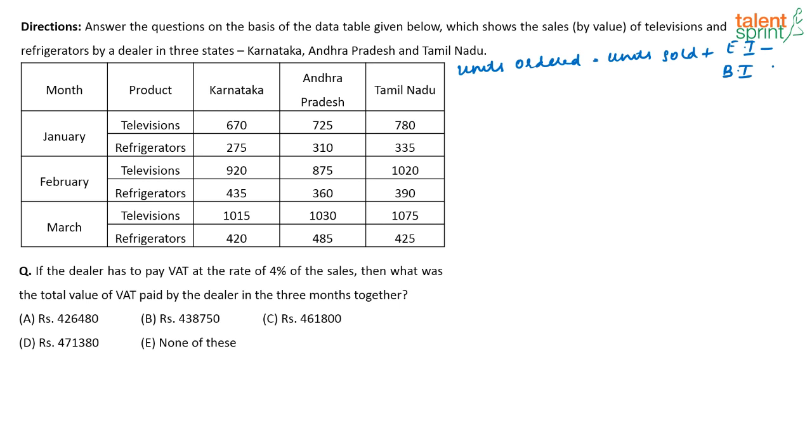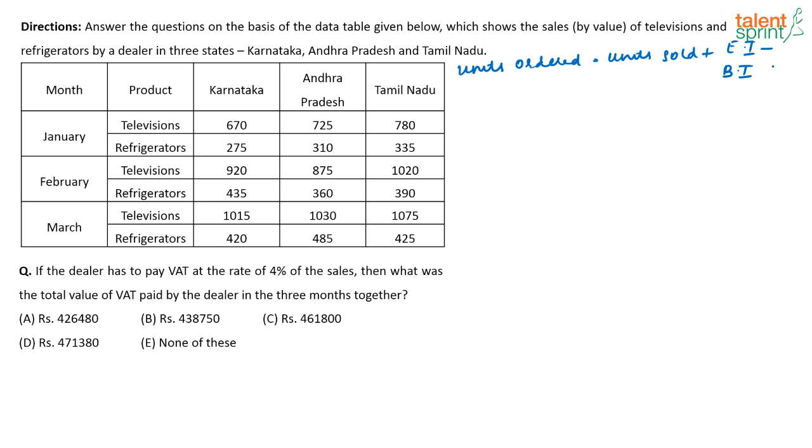First question is, if the dealer has to pay value added tax at the rate of 4% of the sales, then what was the total value of VAT paid by the dealer in the 3 months together? Question is very easy, only thing is the calculation involved, in the sense you have to find out the total sales of the dealer in all the 3 months put together. So what should you do?